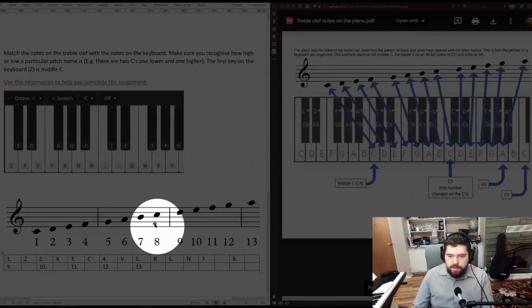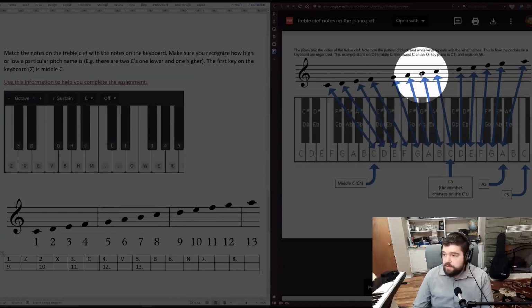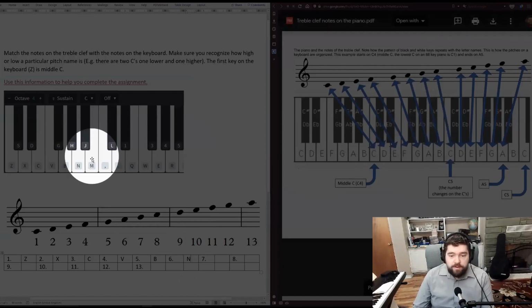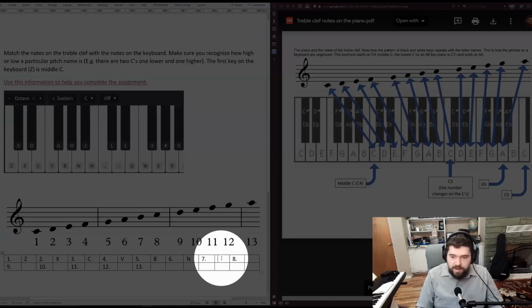And so number 8 is M. Okay. That one is, no, number 7 was M. That one is on the 3rd line. I find the 3rd line right there. It's to the right of the three black keys. To the right of the three black keys, that would be letter M. Okay.